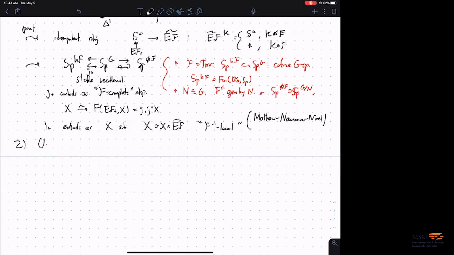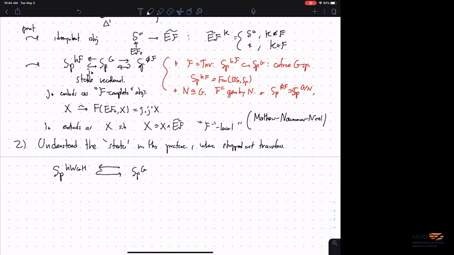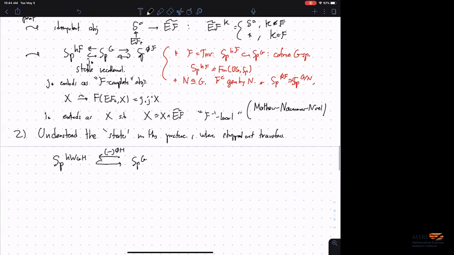The next thing to do is to understand the sort of strata in this picture, where I have stripped out the transverse. Namely, I want to take Borel spectra, which are equivariant with respect to the action of the Weyl group of some subgroup H in G, and figure out how this embeds in G spectra. So that will be right adjoint to this H geometric fixed points functor. What is this embedding? Along the lines of maybe what you saw in the CP case.